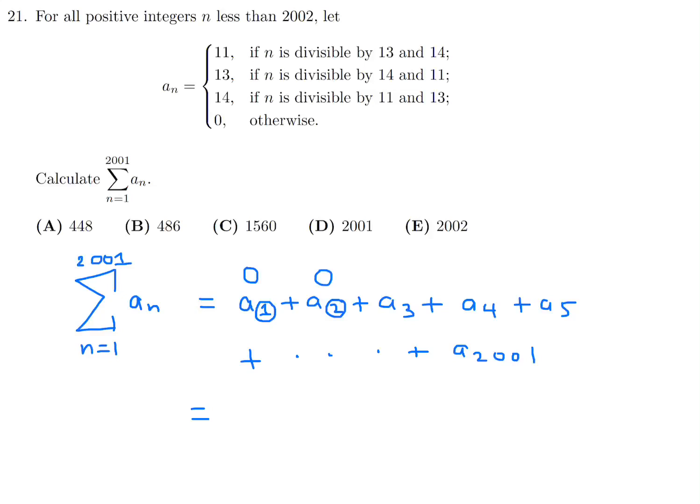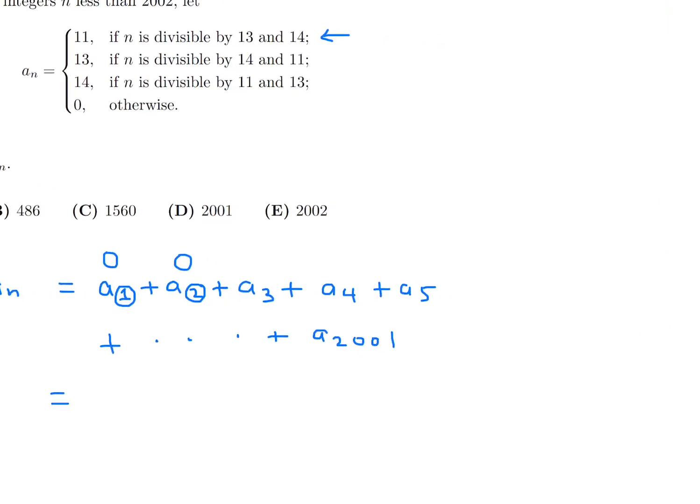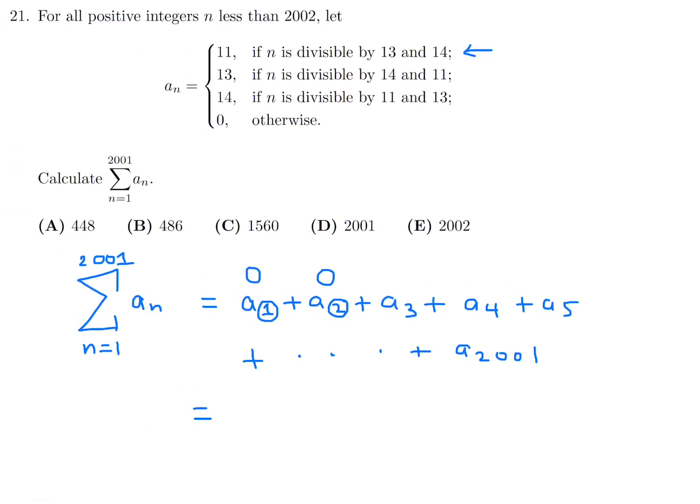So how do we get numerical values? Let's look at just the first condition, make it simple for us. I think I'm going to need some space, so I'll erase some of these, and that shall give me enough space. All right, let's look at that first condition. n is divisible by 13 and 14. 13 and 14. Remember, that's very important.